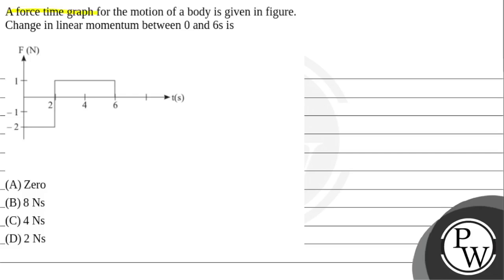A force time graph for the motion of a body is given in figure. Change in linear momentum between 0 and 6 seconds is option A 0, option B 8 Newton second, option C 4 Newton second, option D 2 Newton second.